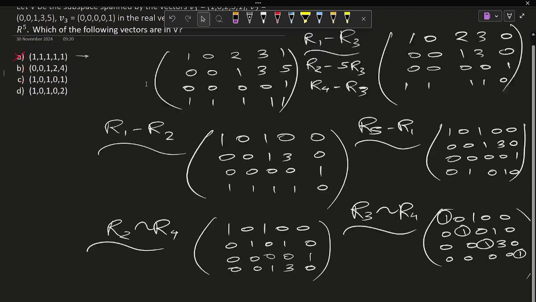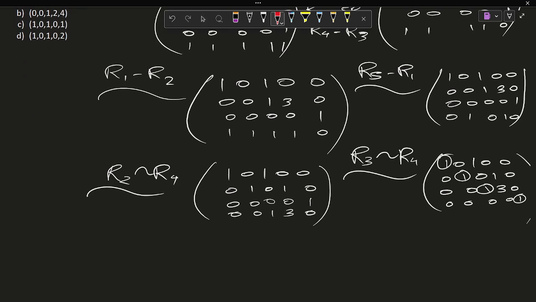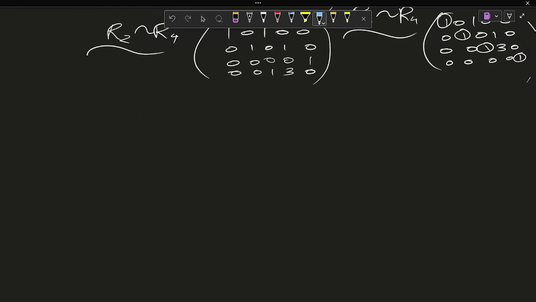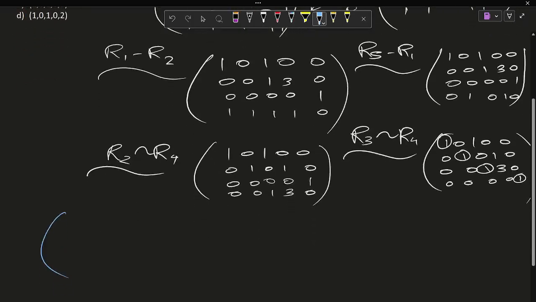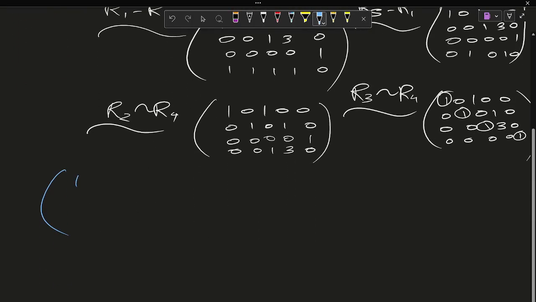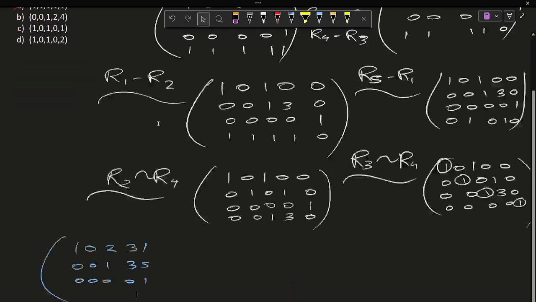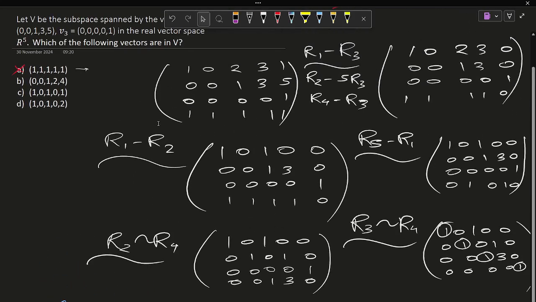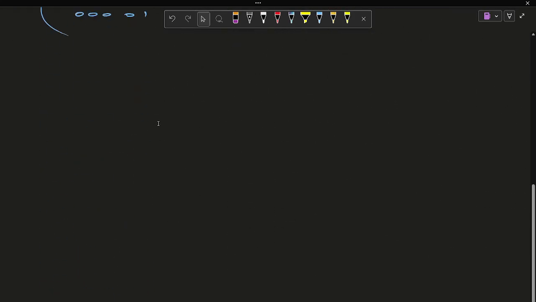So now we have to think about option B. We have to check all the four options, then we will get our correct answer. So again this is 10231, 10231, 00135, and 00001. I think this is correct. 00001, and the last vector, chosen from B, is 00124.